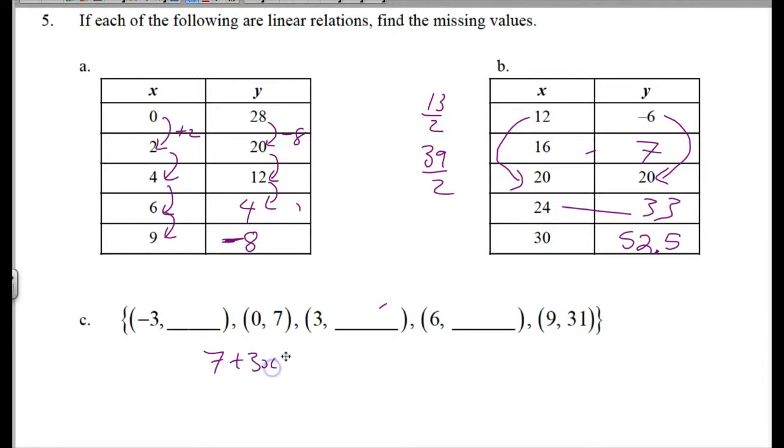7 plus 3x is equal to 31, right? I had 1x, 2x, 3x. So 3x is 24 and x is 8. So we go 7, 15, 23, 31. And if we're going up by 8 this way, then we must be going down by 8 this way. Add 8, add 8, add 8, add 8. Okay.